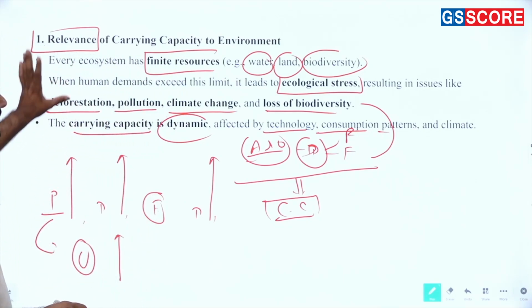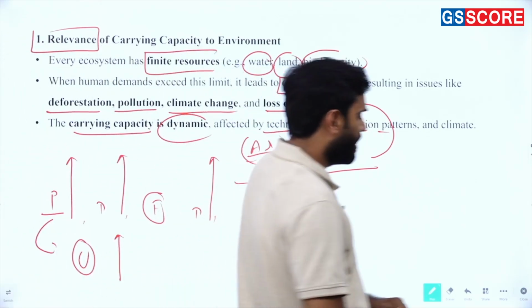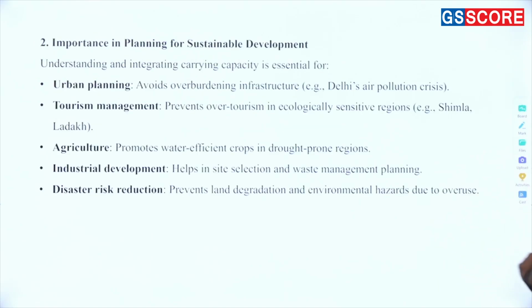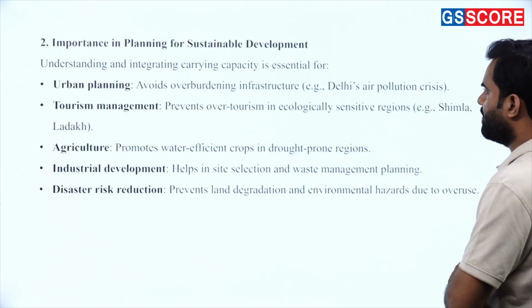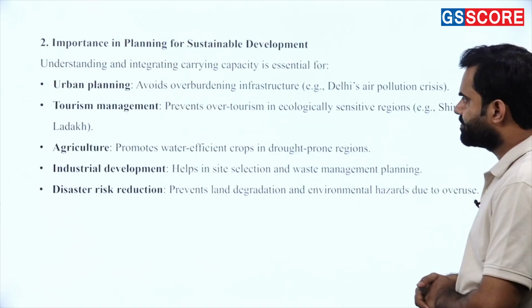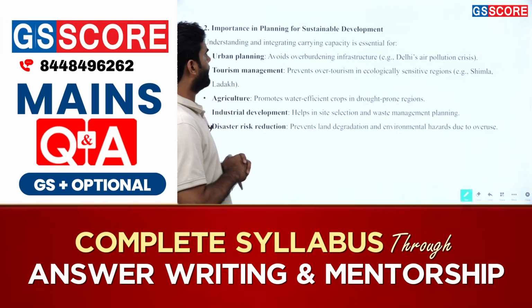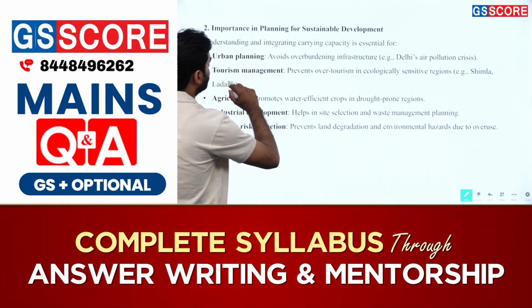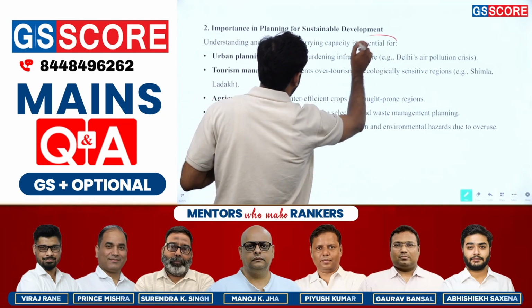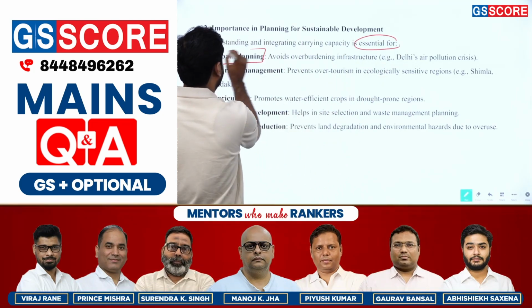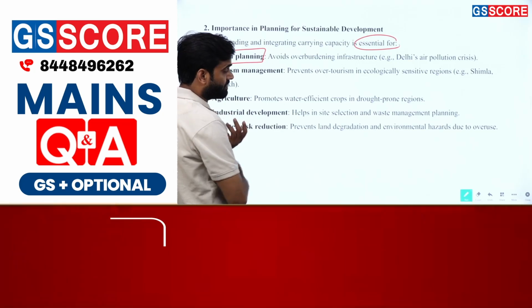I mentioned the relevance side. Now let's move toward the next one. The second is the importance in planning for sustainable development. In the second part, I mentioned sustainable development planning. So understanding and integrating carrying capacity is essential for urban planning. Number one, we have to plan the urban sites.